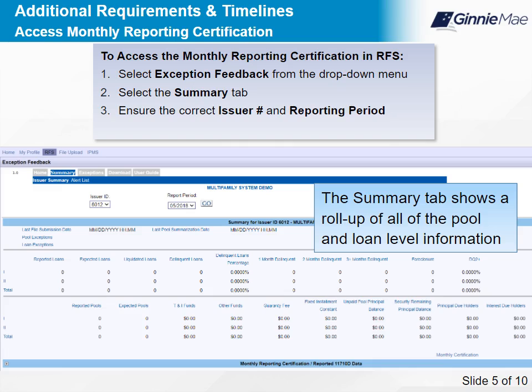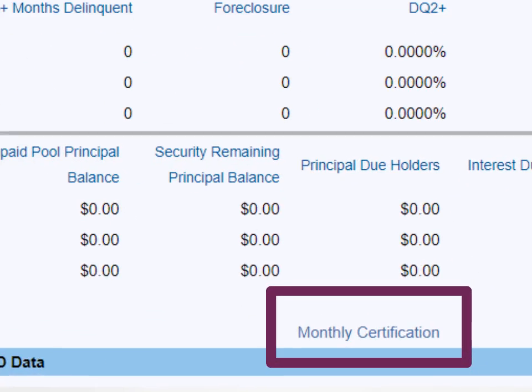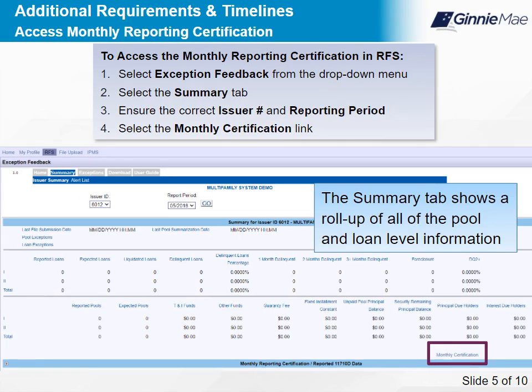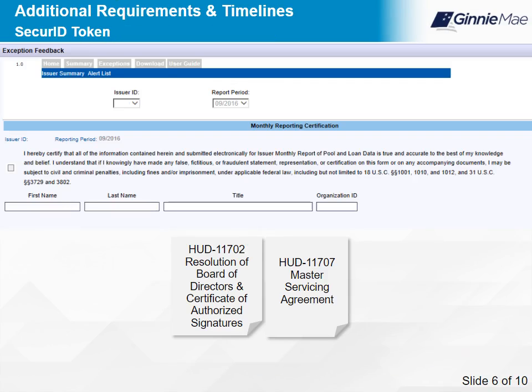month. This screen presents a snapshot of the monthly reporting activity and total number of outstanding exceptions. 4. Select the monthly certification link in the lower right-hand corner. Select Next to continue. Issuers and sub-servicers must have a secure ID token.